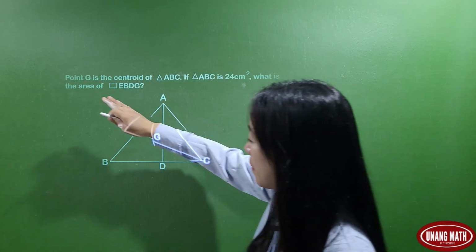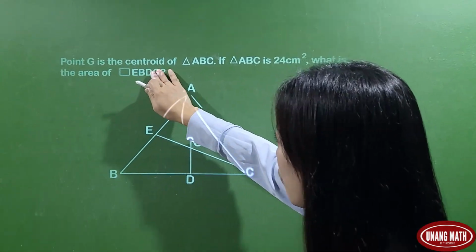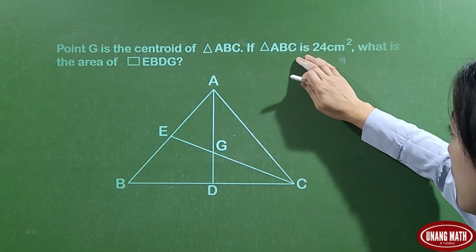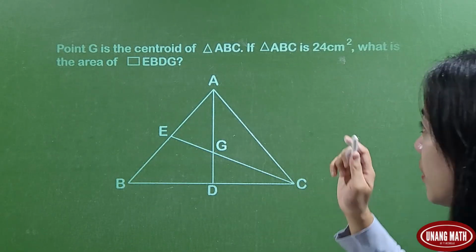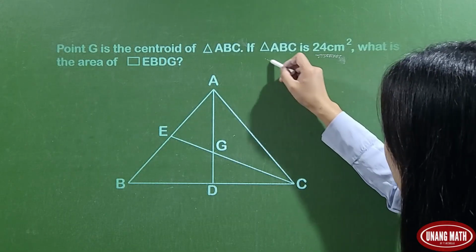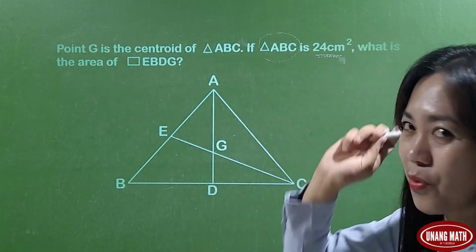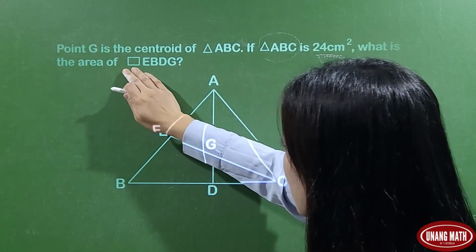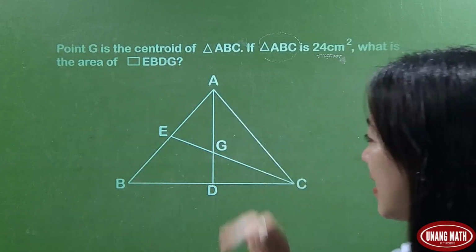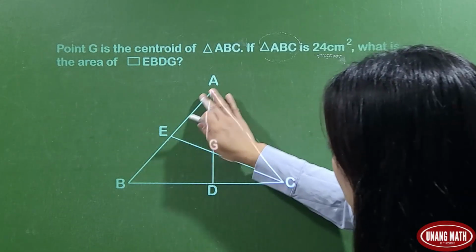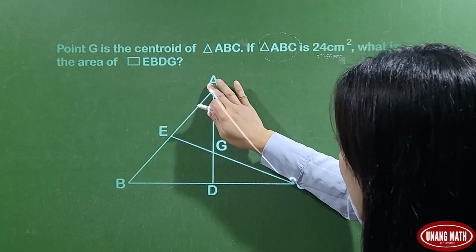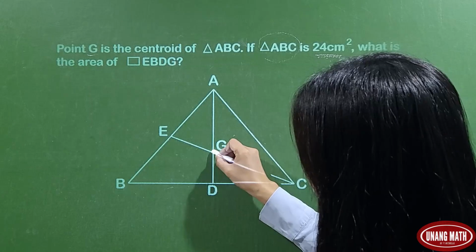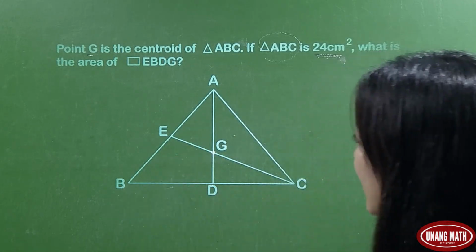According to this, point G is the centroid of triangle ABC. If triangle ABC is 24 squared centimeters, it means the area of triangle ABC is 24 squared centimeters. The question is, what is the area of quadrilateral EBDG? So this is our triangle ABC. It's given the point G, or this point, is the centroid of this triangle.